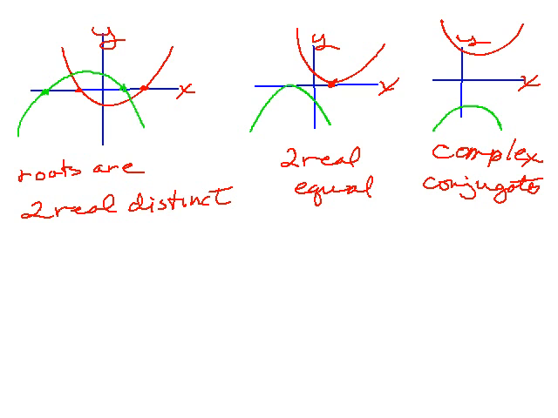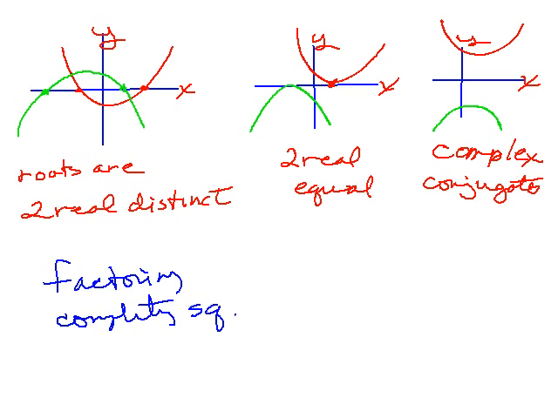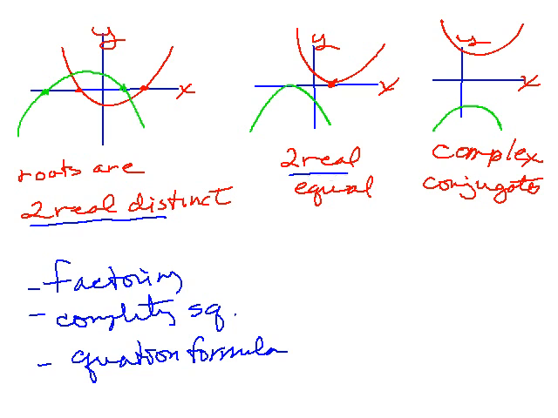So there were three ways to solve, review. One is factoring, one is completing the square, and you do whatever's easier or whatever you're directed to do. And then the third method of solution is using the quadratic formula. And then you can get three kinds of solutions: two distinct real roots, two real equal roots, or roots that are complex conjugates.